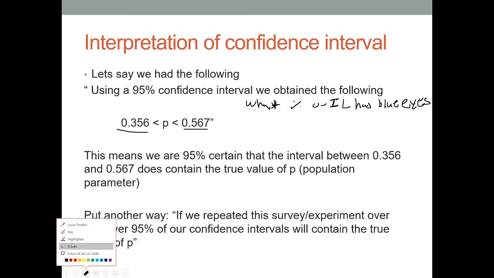So we ran the data, we did the numbers, which we'll show you how to do in a second, and we end up getting this confidence interval between about 35% essentially. So if I take these into percents, this is about 36% and this is about 57%.